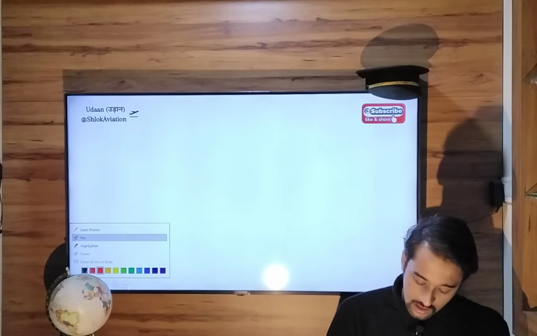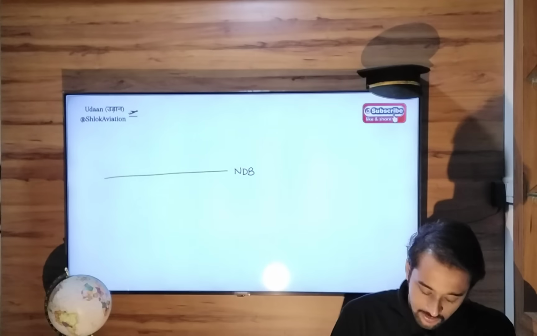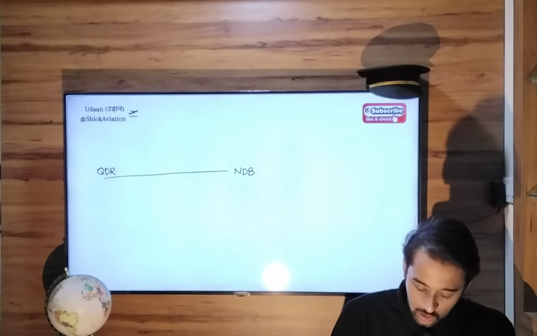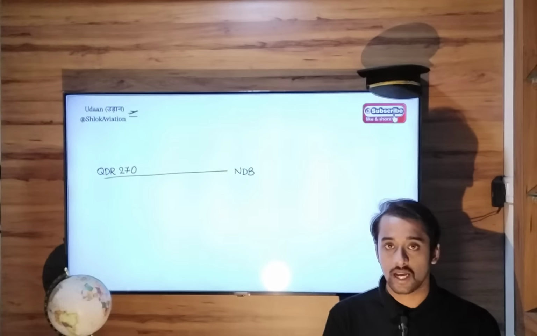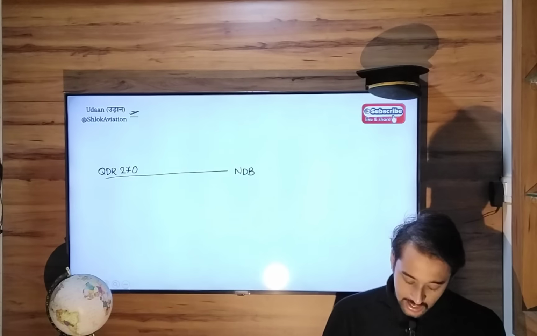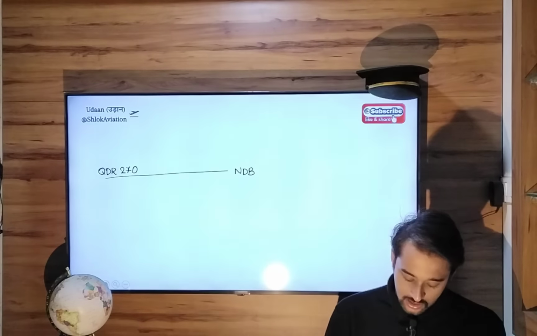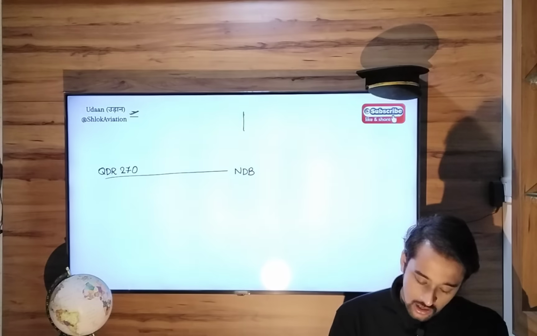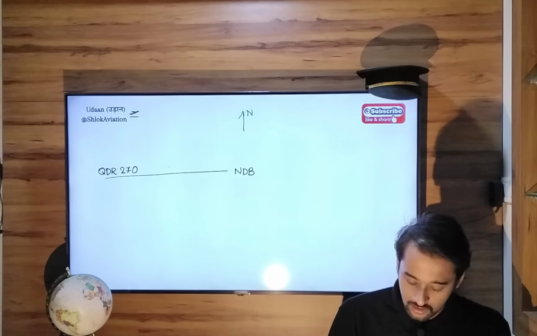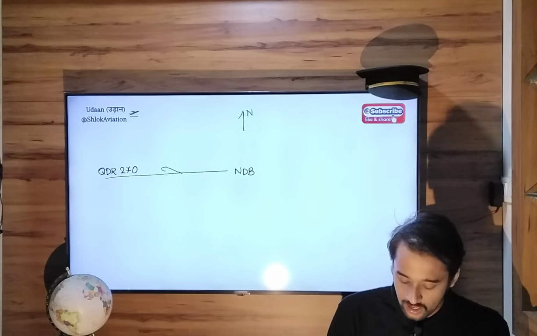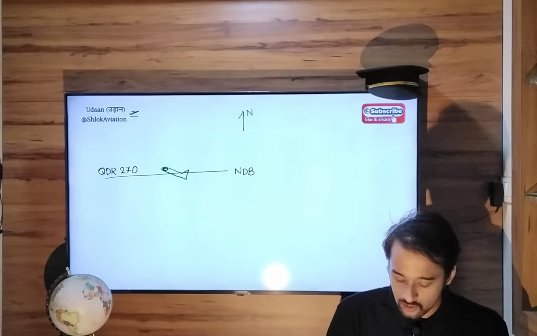Diagrammatically, this is your NDB station. You are tracking away from the NDB on 270, track 270. Heading of the aircraft is 285, which is more than 270.